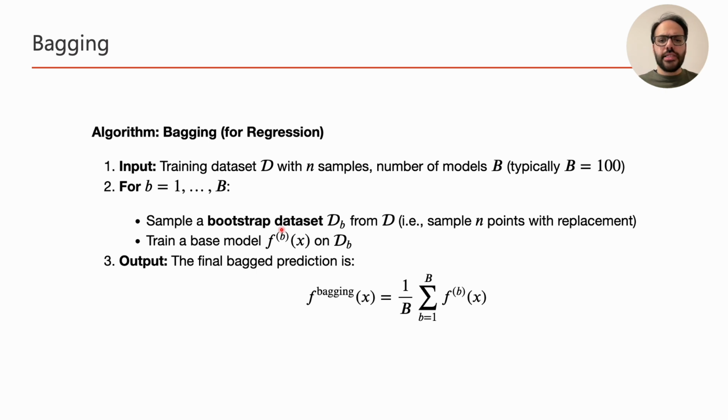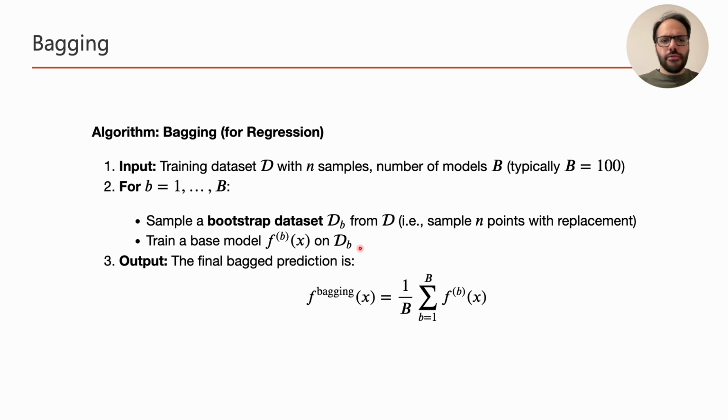This simply means that when we have n data points, we're going to use sampling with replacement. So in the bootstrap data set, we may have multiple versions of a data point, and we may not have some data points. This is one way of perturbing a data set. And then we're going to train a base model, in this case a decision tree like what you saw in the previous slide, on this bootstrap data set.